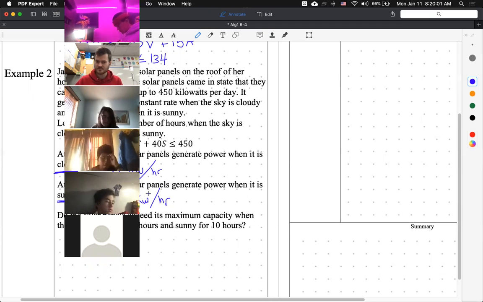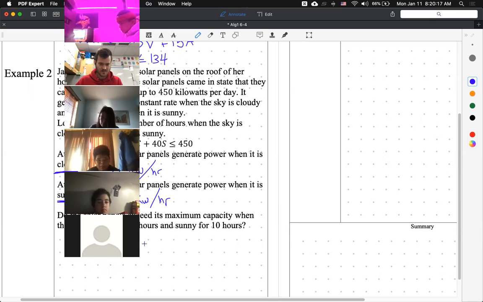Yeah, Diego. 2 would go in place for 8. So it would be 2C. Not quite. So 2 is C. So you'll say 8 times 2. 8 times 2. Yep. And keep going.